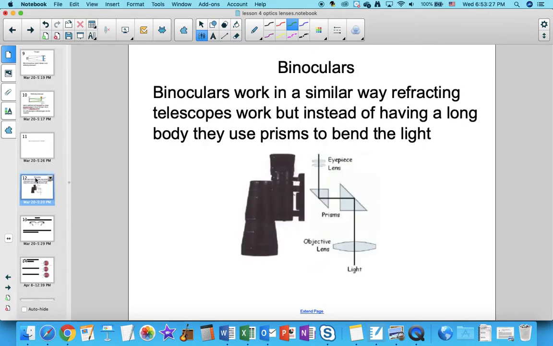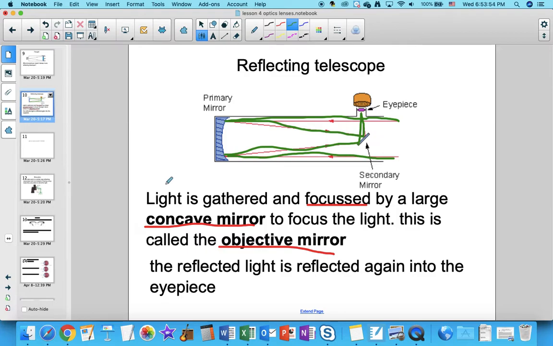Binoculars work in a similar way to refracting telescopes, but instead of having long bodies, they use prisms to bend the light. So light will go into the objective lens and focus inwards. And as it hits this prism, it bounces this way. Right? So it allows you to be able to focus on things using a smaller body than a long telescope.